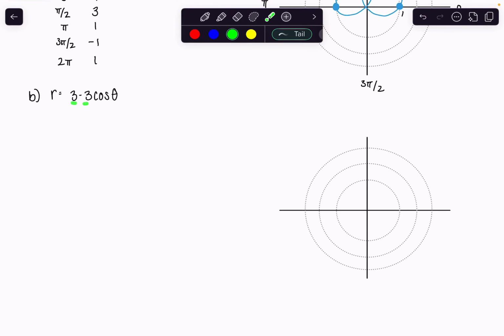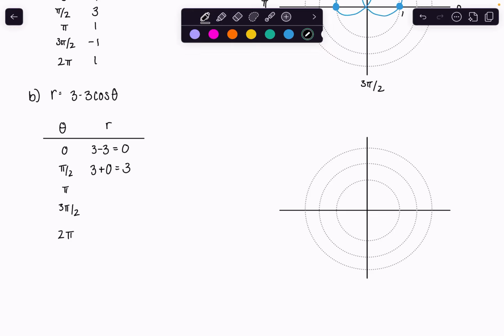In this case, these are exactly the same. And then if I look, this is negative cosine of theta, so I'm going to take up most of the negative x-axis. Again, I just need to pick those same quadrantal angles. So 0, pi over 2, pi, 3 pi over 2, and 2 pi. If you plug in 0, cosine of 0 is 1, so that gives you 3 minus 3, which is 0. If I plug in pi over 2, cosine of pi over 2 is 0, so my r is 3.